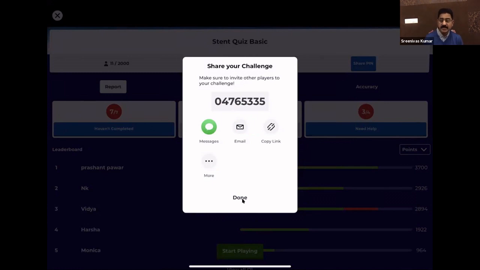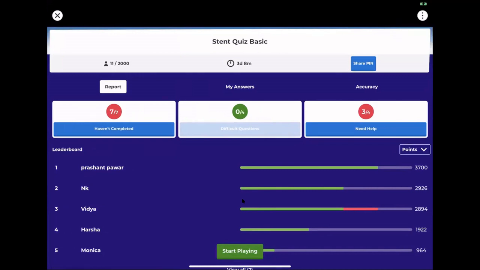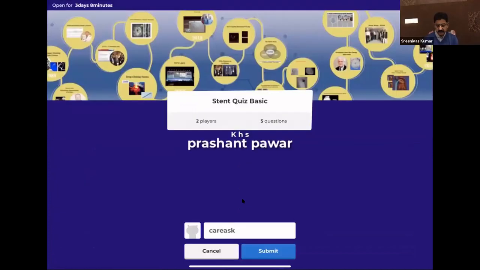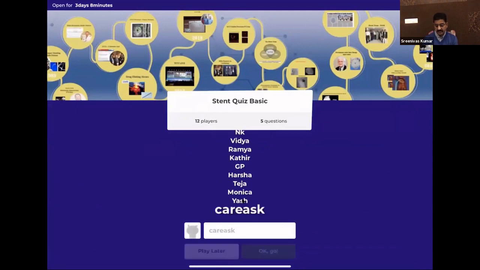Anyway, I think they'll participate in the advanced one also. Some of them, the basic ones, I made just to... Yes, sir, you can then start the game. Sir, I have now 11 players logged in. And 12.